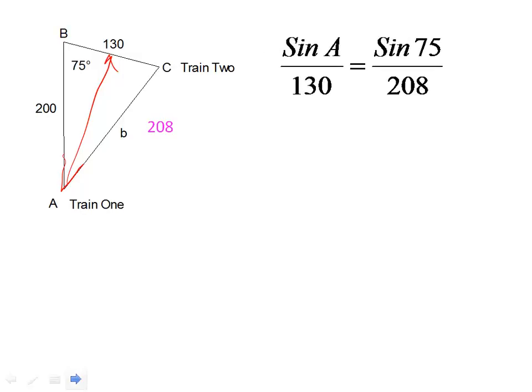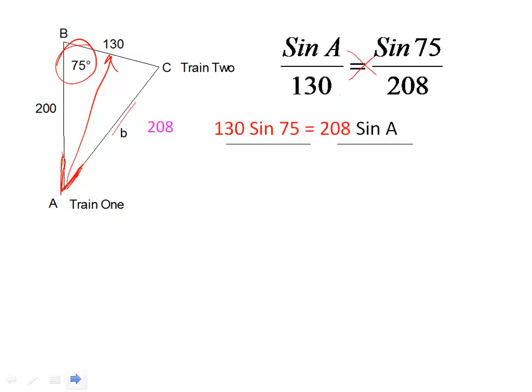So we set it up like this. The sine of A over 130, because the sine of the angle we're trying to find, over 130, the side length across from that angle, opposite that angle, equals the sine of 75, the known angle here, over its opposite side, 208. Alright, so we do the math, we cross multiply. 130 times sine of 75 equals 208 times the sine of A. Divide both sides by 208.